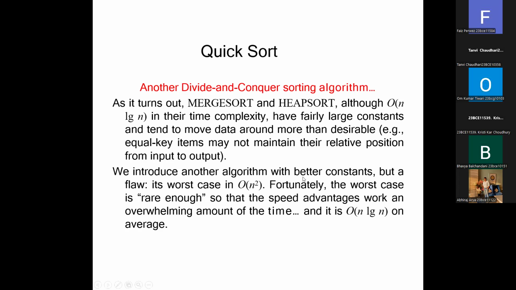We introduce another algorithm with better constants, but its worst case is order of n square. Fortunately, the worst case is rare enough so that the speed advantage works an overwhelming amount of the time, and it is order of n log n on average. So in the best case, average case, as well as worst case, the quick sort time complexity is big O of n log n for given n elements.